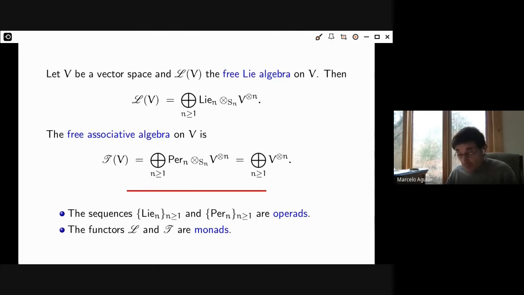So the fact that the sequences of representations give rise to functors that realize free algebras of a certain kind, Lie algebras or associative algebras, can be expressed in various ways.